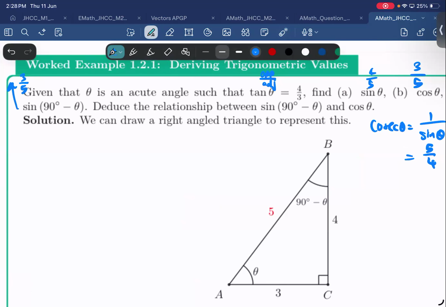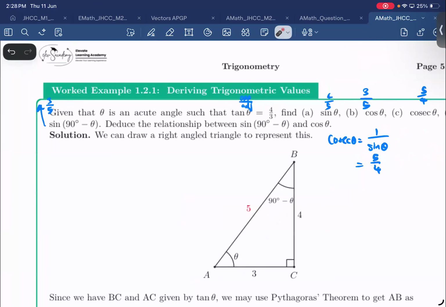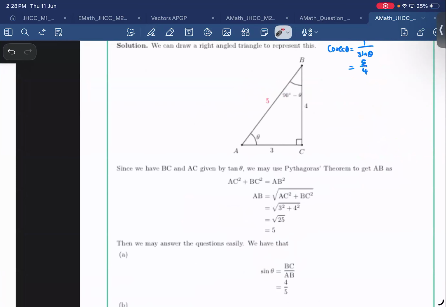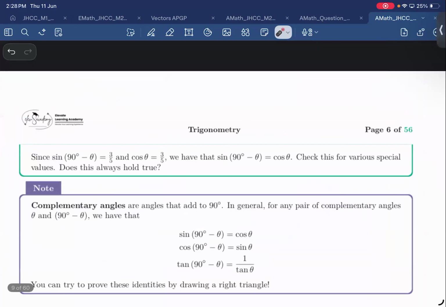Lastly, deduce the relationship between sine of 90 degrees minus theta and cosine theta. Cosine theta we calculated earlier as 3 over 5, and sine of 90 degrees minus theta is also 3 over 5. So the relationship is that they are equal.